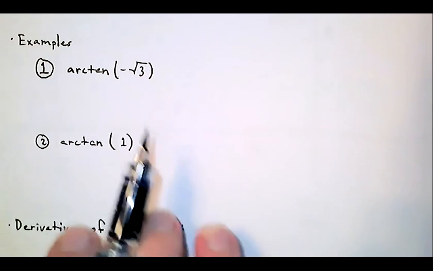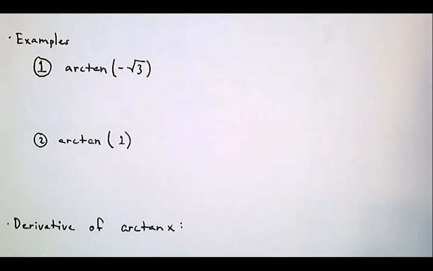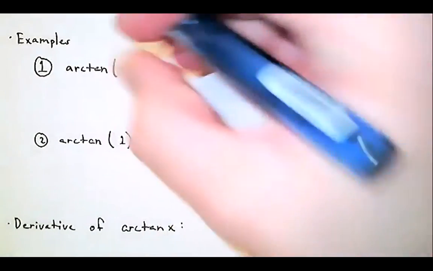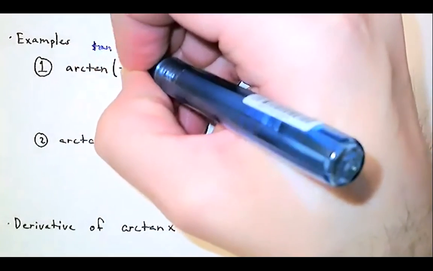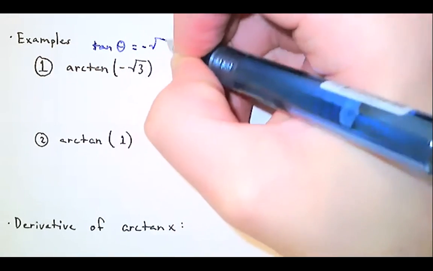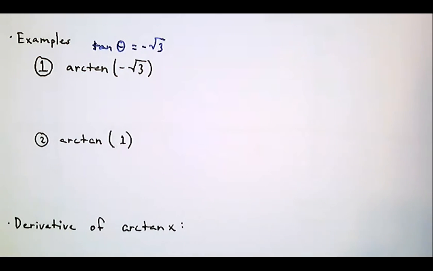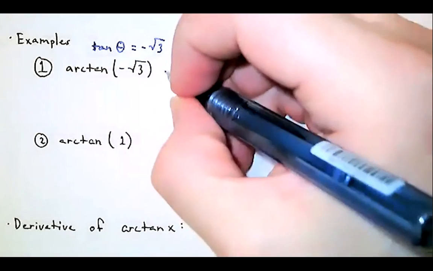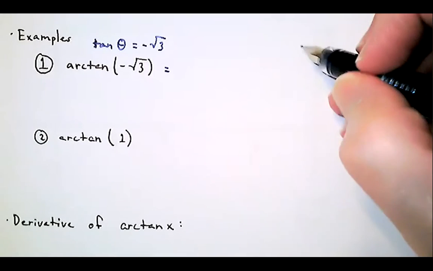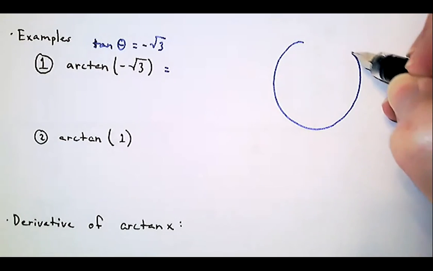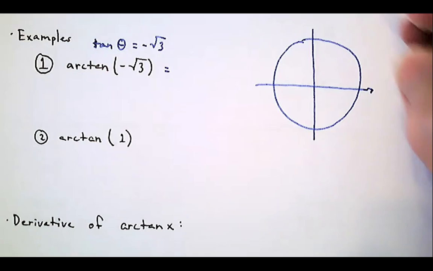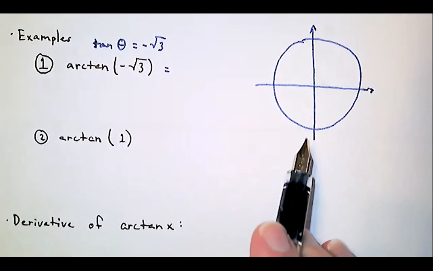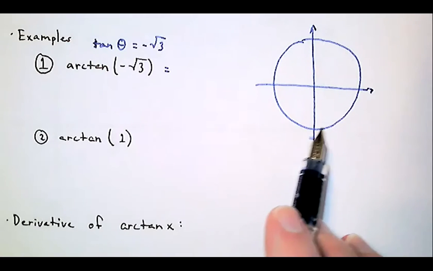Okay, so let's do a few quick examples. We'll start by finding the arctangent of minus square root 3. So this means I'm looking for the angle, tangent this time, that gives me tangent theta equals minus square root of 3. Does anyone know what angle that would be? Remember to always think back to the unit circle. And for the tangent inverse, we're going to be thinking about angles over here on the right half of the circle.